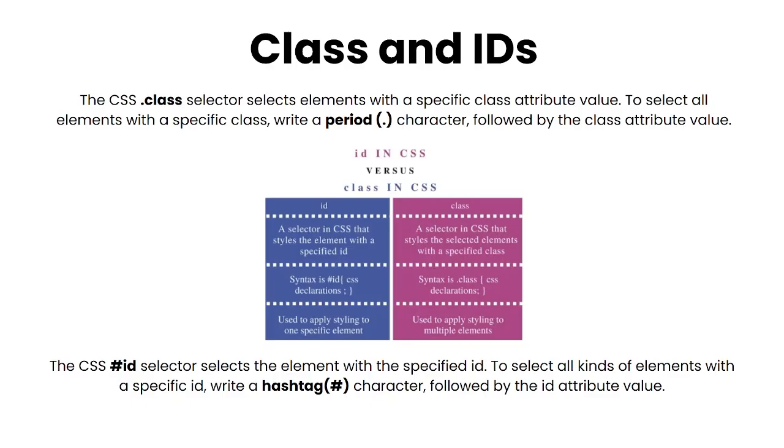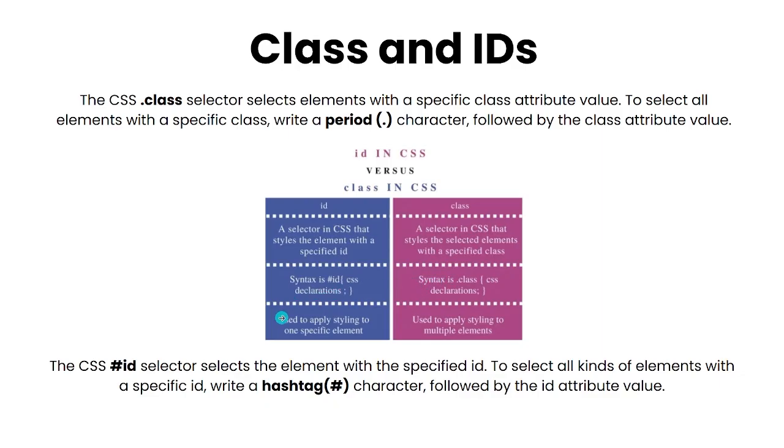Let's dive right in. We're going to be looking at classes and IDs. The class selector selects elements with a specific class attribute value. To select all elements within a specific class, you will write a period character followed by the class attribute in CSS. For ID selectors, you will select the element with a hashtag in CSS. Now the difference between IDs versus classes is that IDs have a hashtag, classes have a period.